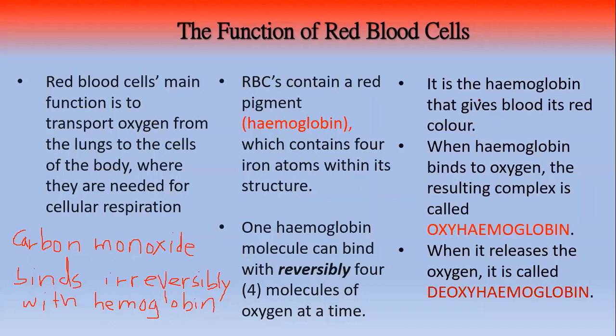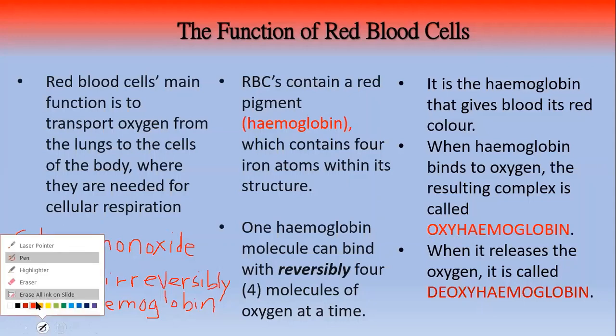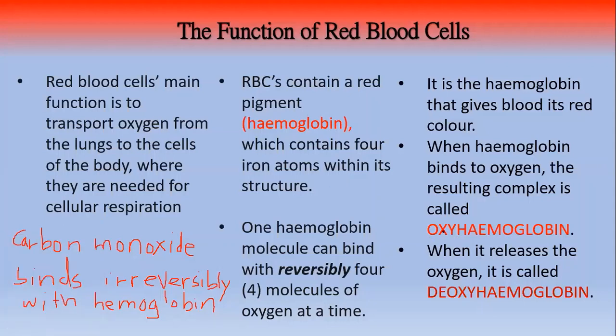Now, once the oxygen binds to hemoglobin, the blood becomes bright red because of the formation of oxyhemoglobin. So when oxygen binds to hemoglobin, you get this complex called oxyhemoglobin.